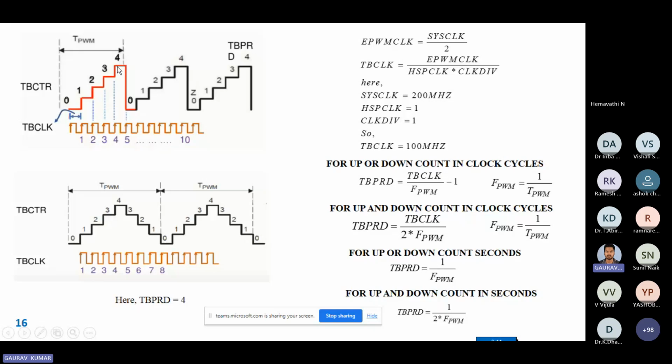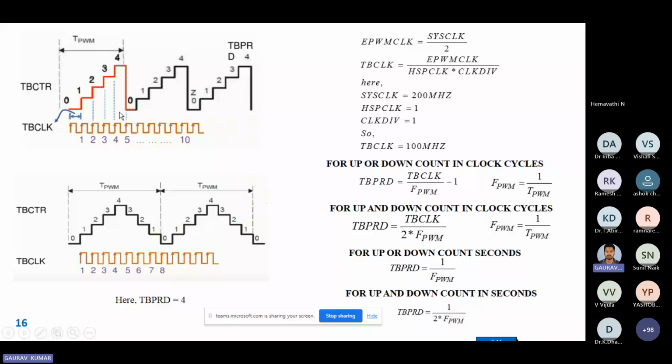Okay. And if we multiply TBPRD plus 1, meaning the value 5, by 1 by TB clock, which is 0.01 microsecond, then we can easily find the PWM pulse time period, and then we can find its frequency. Okay, similarly for the down counter also.